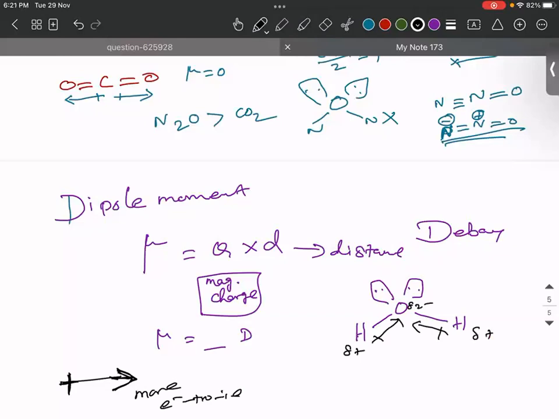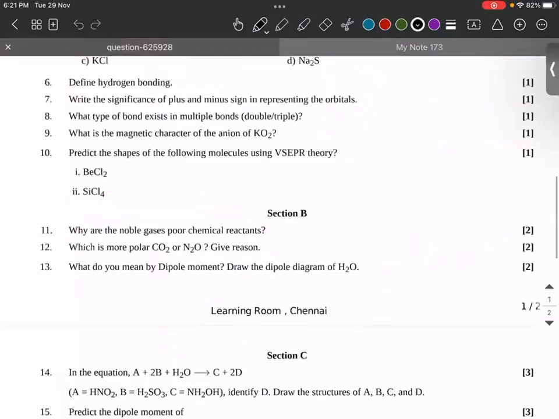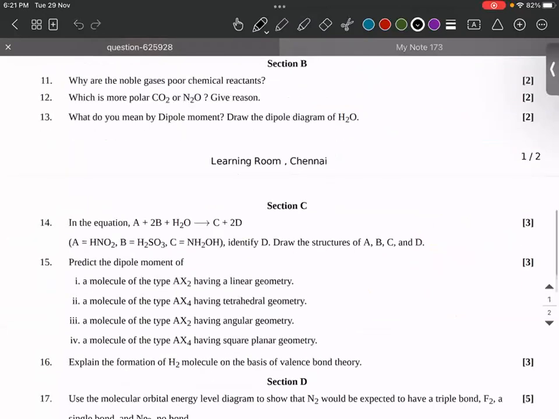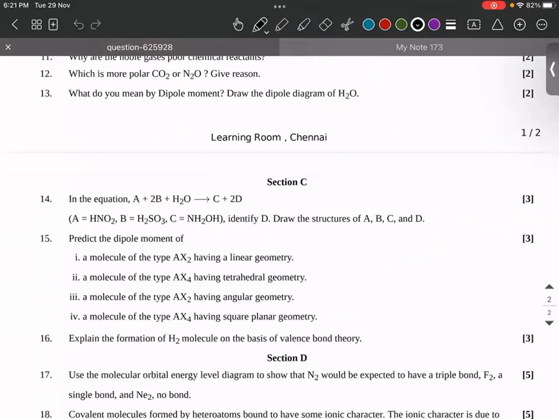And then the next question. The reaction A plus 2B plus H2O gives C plus 2D. Identify D. Draw the structure of A, B, C, D.